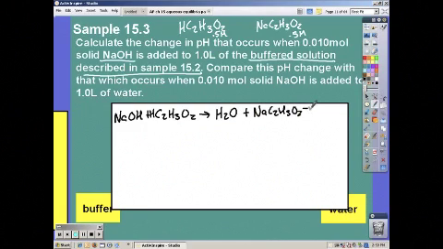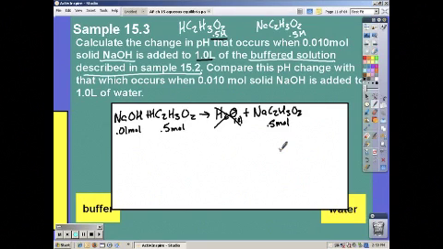You can leave the sodiums or you can remove them since they're just spectators. You can ignore the water, and you need moles of each substance. They gave us the moles of NaOH. We had 0.5 molarity, 1 liter, so that's 0.5 moles of acetic acid, and 0.5 moles of sodium acetate.